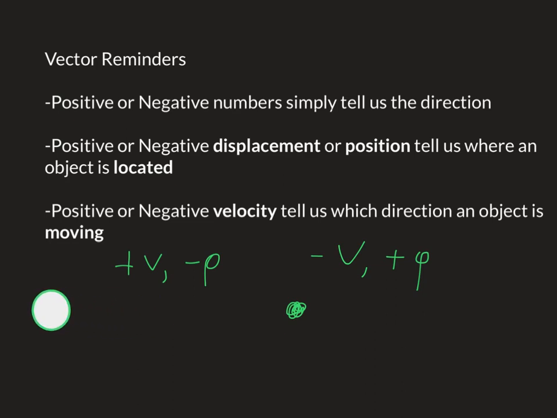I can do the same thing the other way. Right now, negative position, positive velocity. Still positive velocity, but 0 position. Now positive velocity and positive position. Okay, so I want you to understand that position and velocity are related, but they are two different concepts. Position tells us where it is, whether it's located on this side or on this side. Velocity tells us, is it moving this way or is it moving this way? Okay.